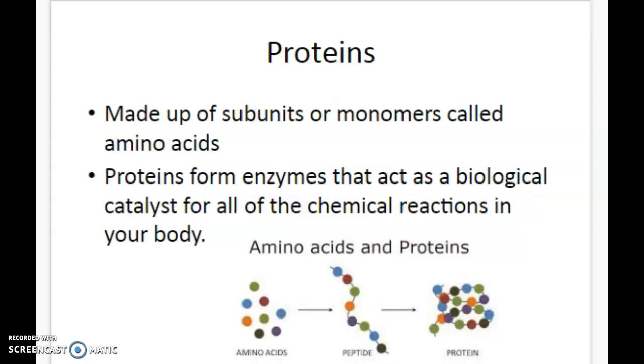The monomer of proteins, so the smaller subunit, are called amino acids. So when you eat protein, you break down those proteins into amino acids. And then your body uses those amino acids and makes new proteins. So proteins form enzymes and they act as biological catalysts. What they do is they speed up reactions in your body. And we'll talk more about that on Monday.